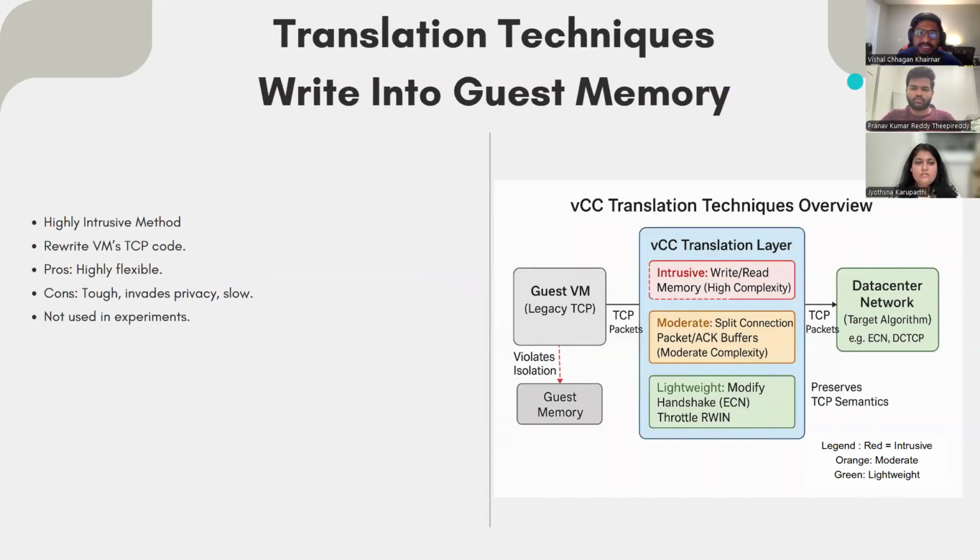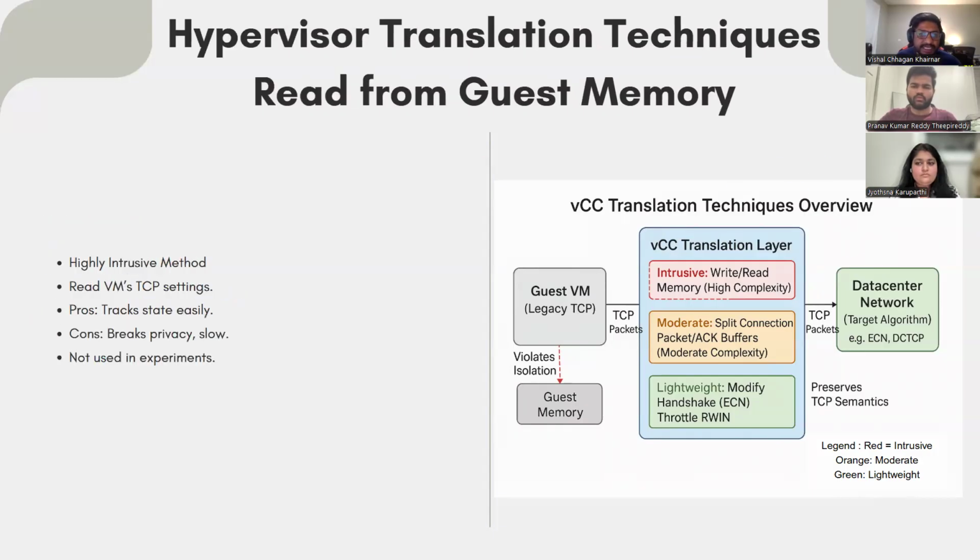Let's start with the intrusive technique, which is writing guest memory. Here the hypervisor goes into the VM's memory and rewrites its TCP code, like swapping out the old TCP for DCTCP. It's super powerful because you can change anything, but it's really tough to get right, and tenants don't trust the hypervisor messing with their VM's private memory. It also slows things down. So the paper skips this. It's too risky.